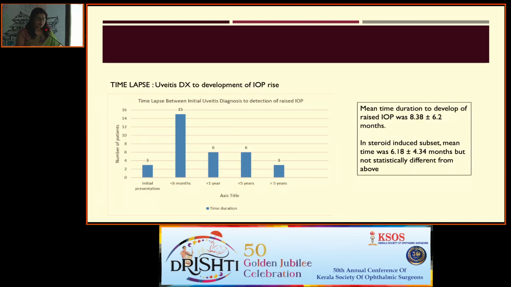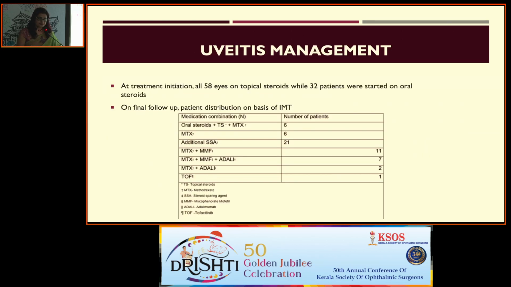The time lapse from uveitis diagnosis to development of IOP rise, the mean duration, was 8.38 plus minus 6.2 months. In the steroid-induced subset also, the mean time was a little less, but it was not statistically significantly different from the other.